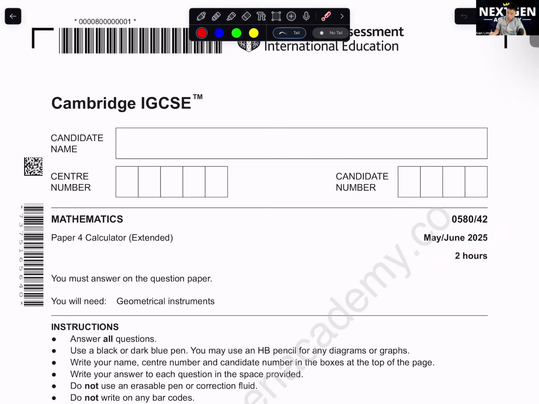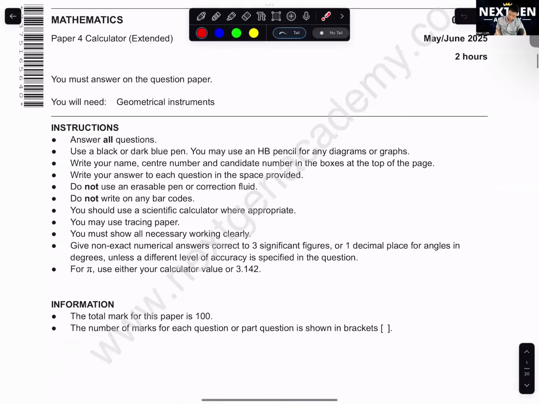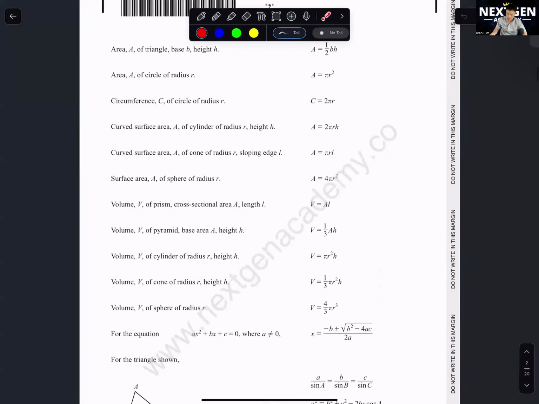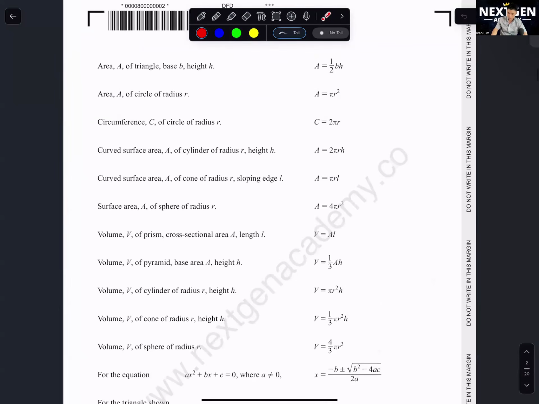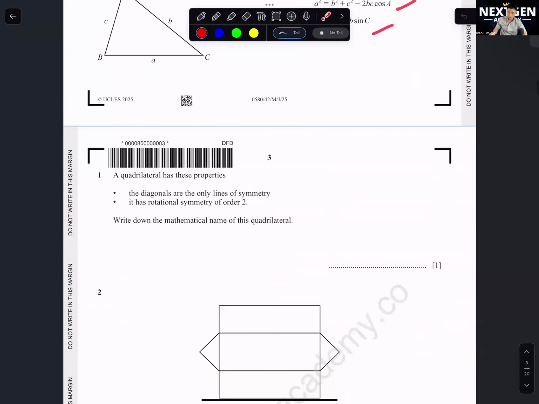Today we are going to go through the May-June 2025 paper 42. This is a calculator paper, 2 hours, 100 marks. So everyone, go get your calculator, whatever calculator you have, but I will be discussing based on the 570EX calculator if I ask you all to type it out. Formulas are given to you here: all the shape, area, and volume, and some circumference. There are some formulas that are not given here: quadratic, sine rule, cos rule, and area of a triangle that is non-right angle.